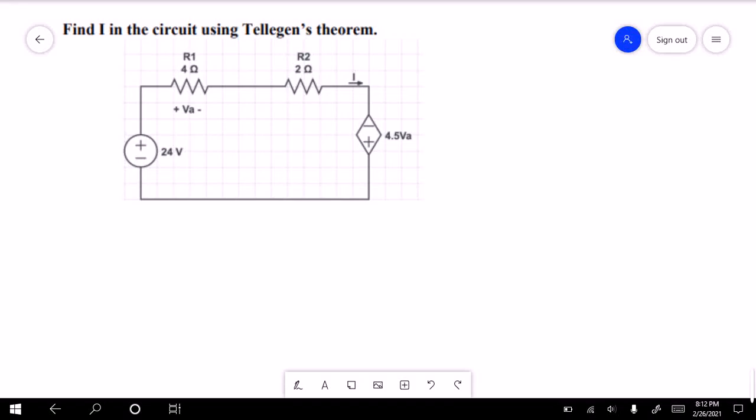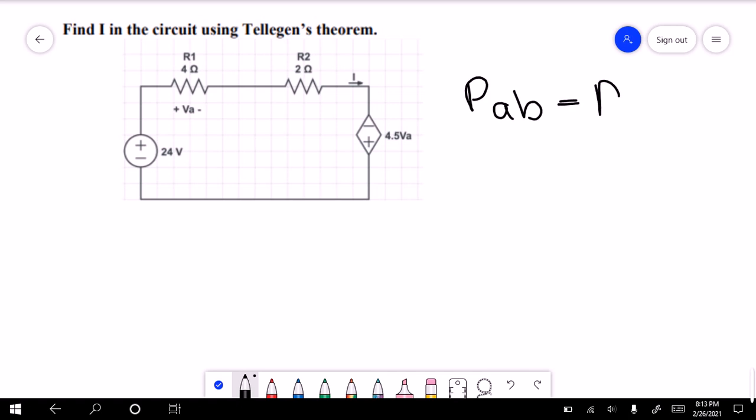So this question is: find current I in the circuit using Tellegen's theorem. So first off, for Tellegen's theorem, we know that the power absorbed is equal to the power supplied. And we know that power is equal to plus or minus, depending on if the power is absorbed or supplied, the current multiplied by the voltage.